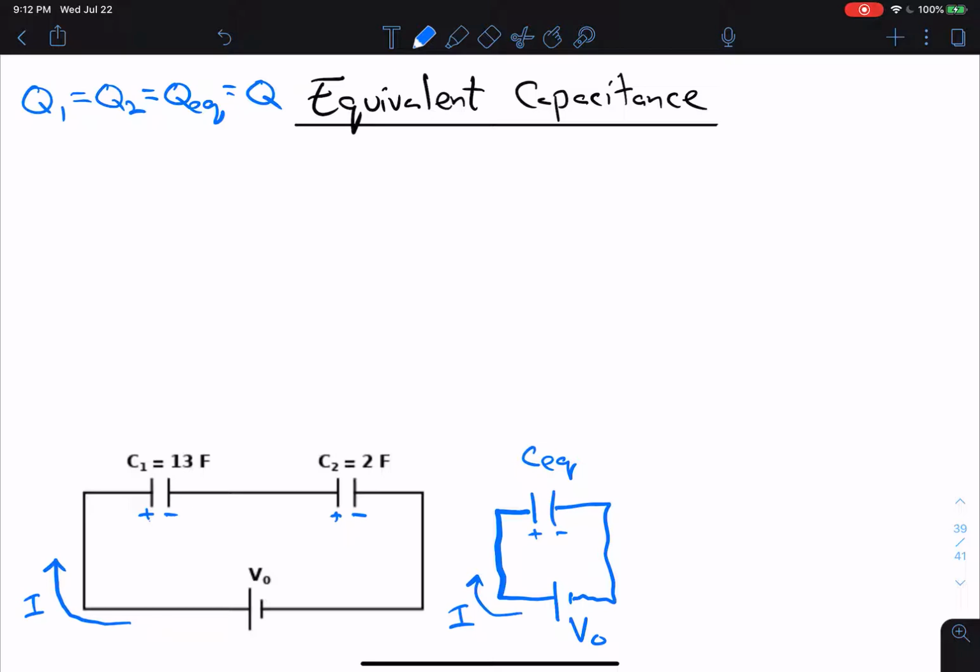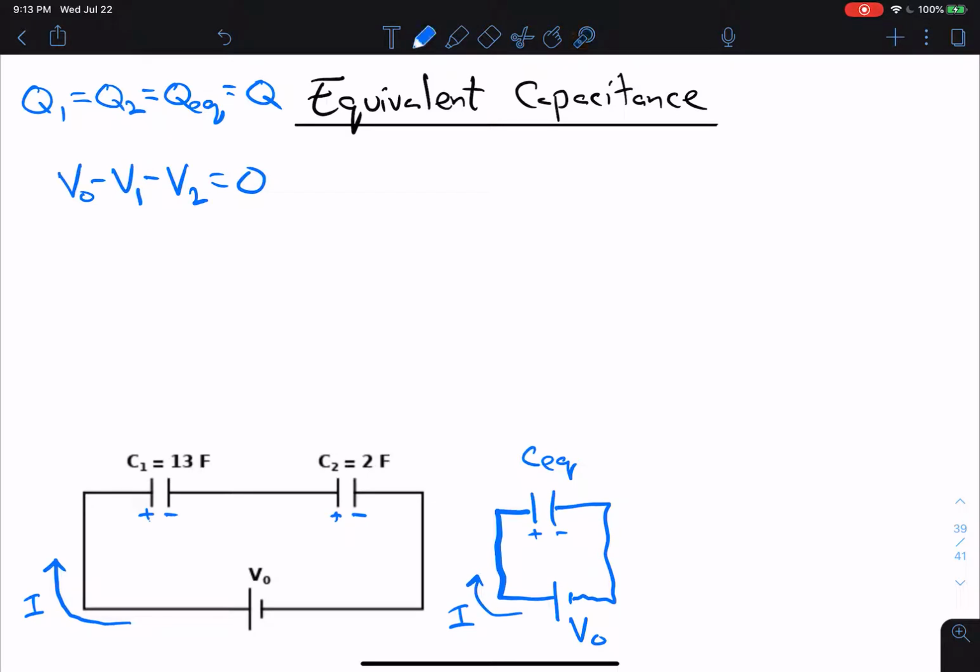All right, now let's do our loop rule for each case. So we'll start with our big circuit. We'll start here. I'm going to go clockwise. And if I do that, I'm going to get V0 minus V1 minus V2 equals 0. I know it's minus V1 and minus V2 because I'm going clockwise. Now, notice as I go across the battery, I'm going from negative to positive. That's increasing potential. That's why this is positive V naught. But as I go across the capacitors, I'm going from positive to negative. That's decreasing potential in both cases. That's why these are negative.